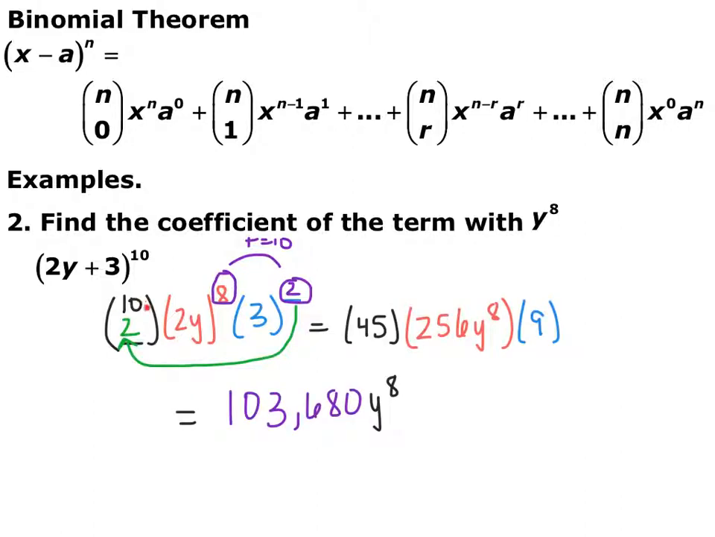10 choose 2 is 45. There's 45 ways to have 10 things and only choose 2 of them. 2y to the 8th power is 256y to the 8th power, and 3 squared is 9. So if I multiply all this together, I end up with the coefficient of the y to the 8th term is 103,680. So again, this is using the fact that your exponents have to add up to whatever your n value is, and the second term's exponent always matches your r value.